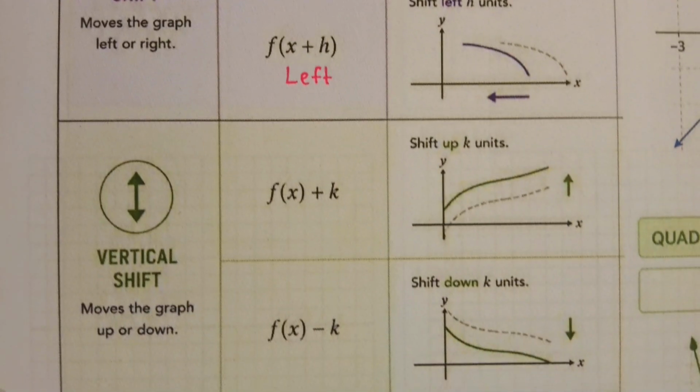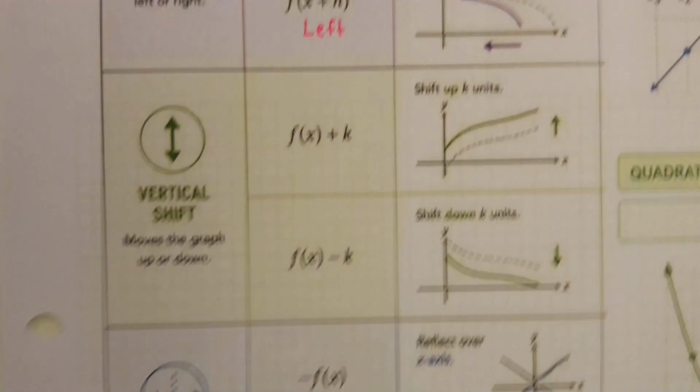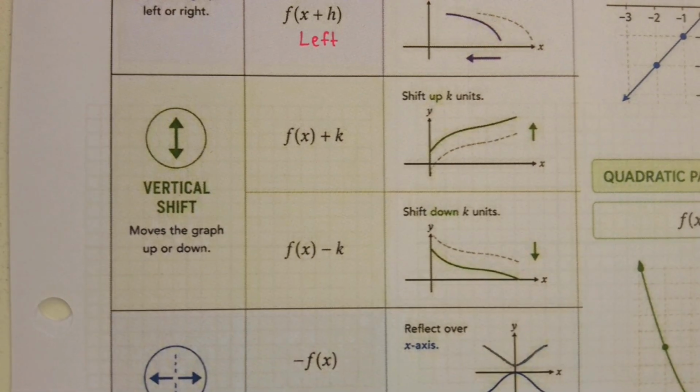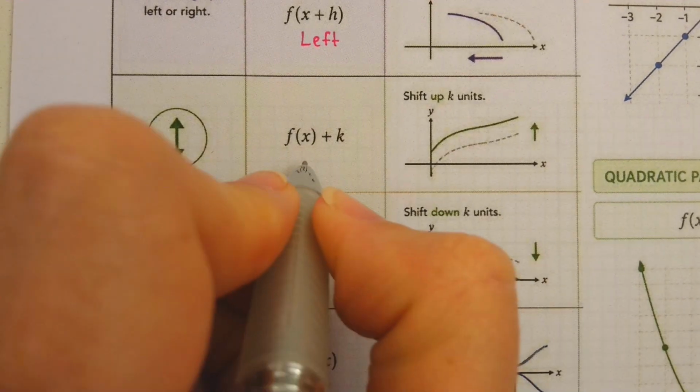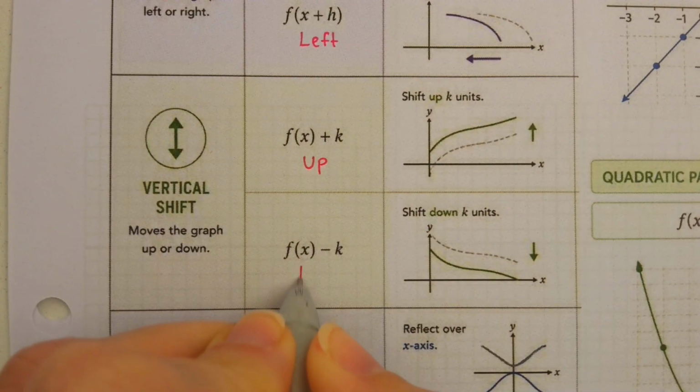That was the h value from yesterday. And then underneath that, we've got our vertical shift. We had this one yesterday too. This is when the number was added outside the absolute value bars. And when it's outside, it's very straightforward. If you see plus a number, it's going to move it up. If you see minus a number, it's going to move it down.